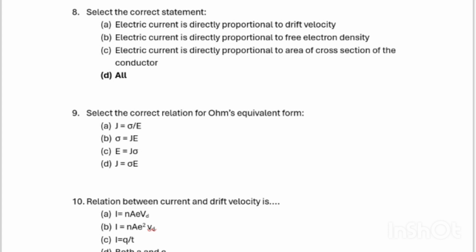Question number 9. Select the correct relation for Ohm's equivalent form. Option A J is equal to sigma by E, option B sigma is equal to JE, option C E is equal to J sigma, option D J is equal to sigma E. Here the correct answer is option D J is equal to sigma E.